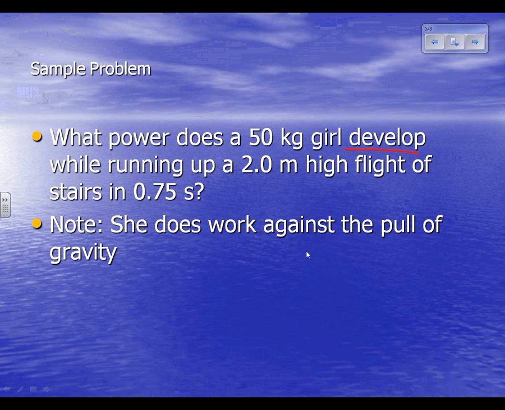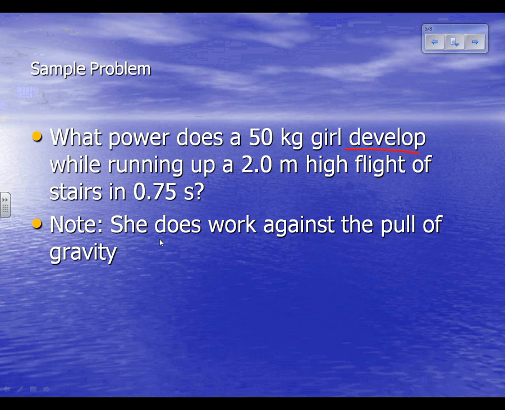So she has a mass of 50 kilograms. She's running up a 2-meter high flight of stairs in 0.75 seconds. Note that she does work against the pull of gravity. When she steps up, she's applying a force up equal to her weight force, right? Yes, initially she has to accelerate to get going, but then eventually she's moving at a constant speed. We're going to assume that the force that she's pushing with is force of gravity. Okay?